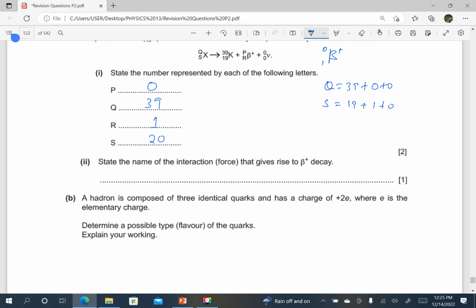Say the name of the interaction that gives rise to beta positive. For beta decay, that is the weak nuclear interaction.